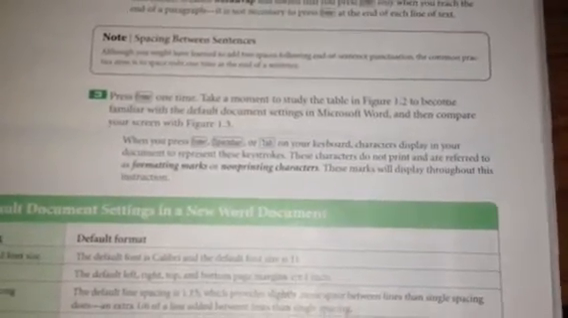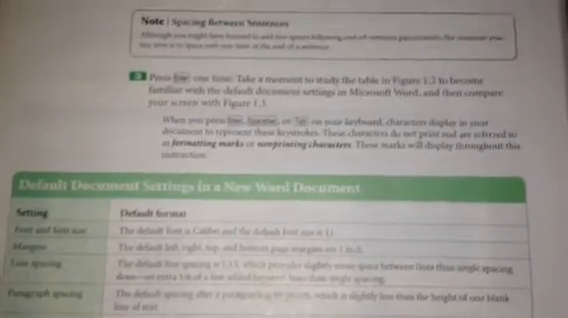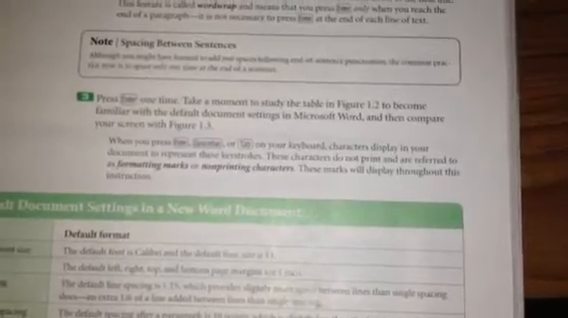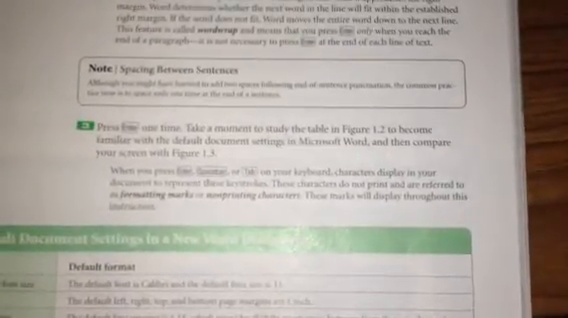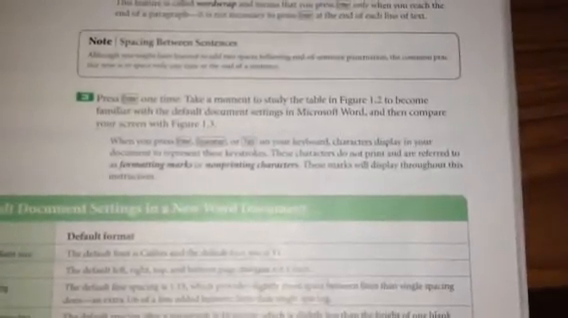Step 3. Press Enter 1 time. Take a moment to study the table in Figure 1.2. Become familiar with the default document settings in Microsoft Word, and then compare your screen with Figure 1.3. When you press Enter, the spacebar, or Tab on your keyboard, characters display in the document that represent these keystrokes. These characters do not print and are referred to as formatting marks or nonprinting characters. These marks will display throughout this instruction.